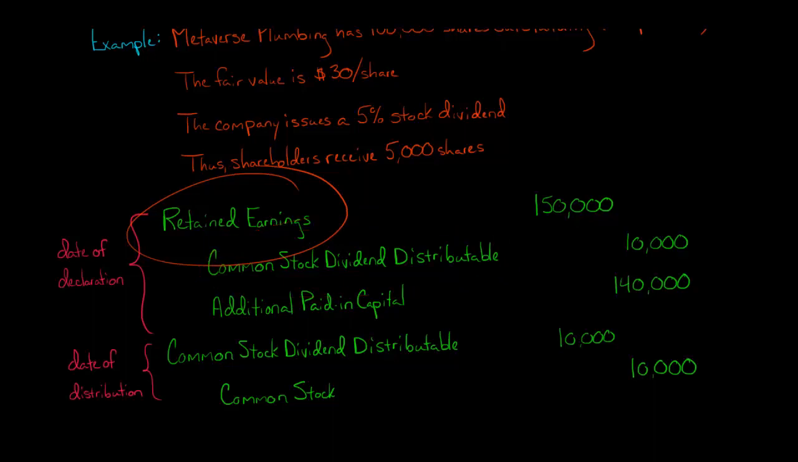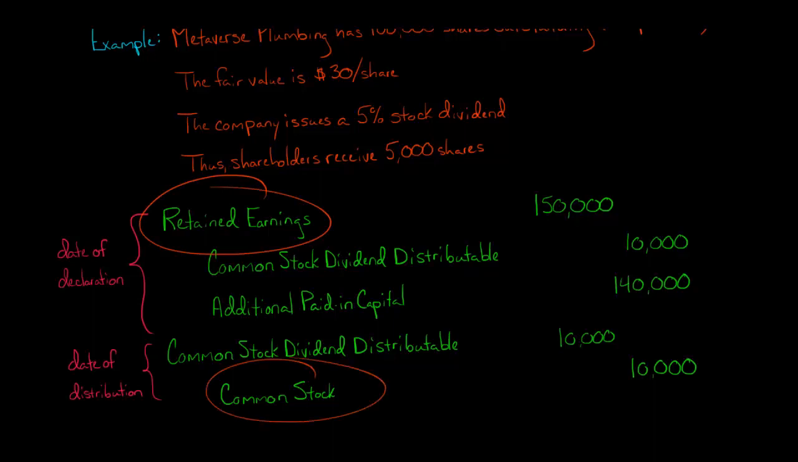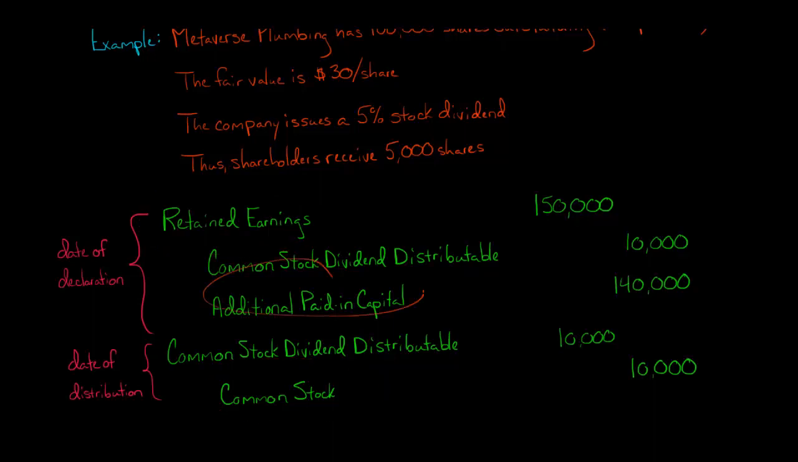Okay, this is a temporary account. We're going to end up zeroing it out. And when we distribute the dividend, we're going to credit common stock. So ultimately, what is happening is we're going to reduce retained earnings, and then we're going to increase common stock. But we're also going to increase additional paid-in capital. So let me just get to the calculation. I'm getting a little ahead of myself here.